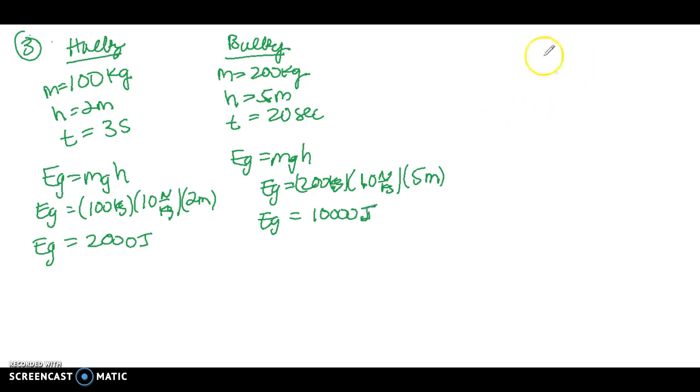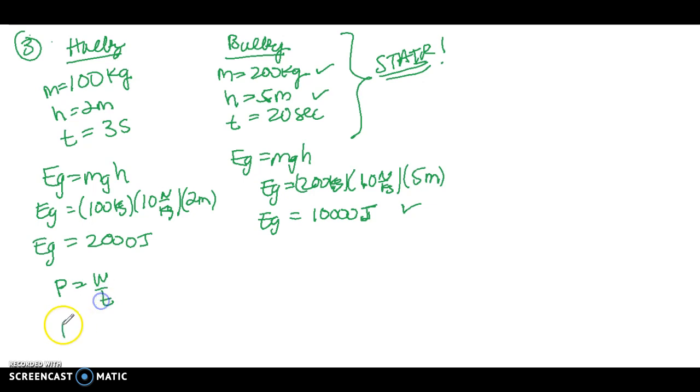Remember in the stair lab that we did, if they are the same mass and the same height, they would do the same work. That's how we did it in the stair lab. But in this case, there are different masses and different heights, so they're actually going to do different amounts of work. Power is going to be work divided by time.